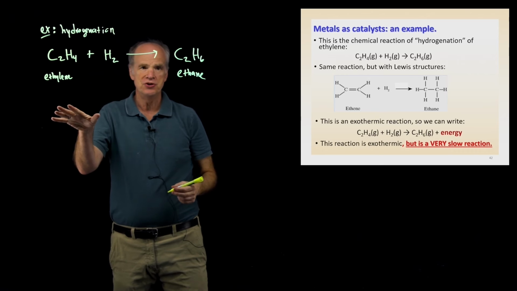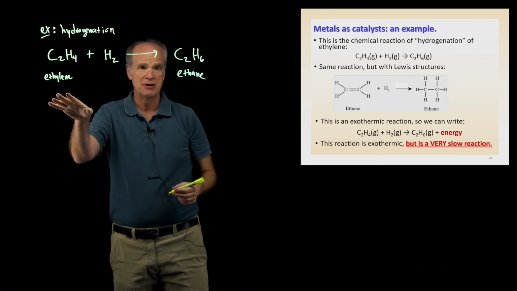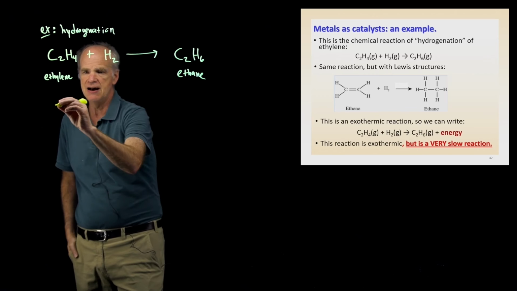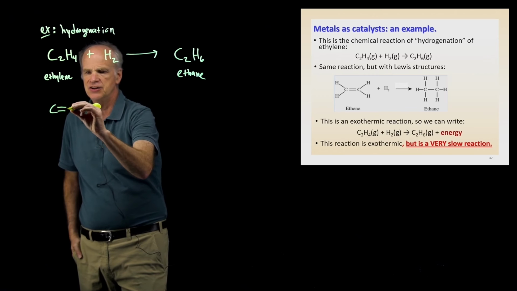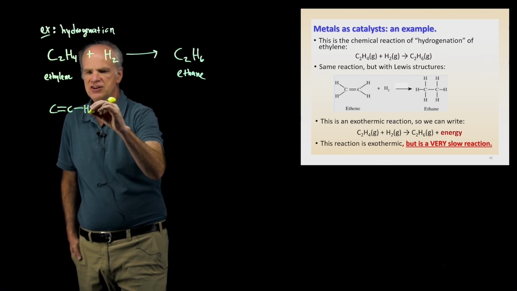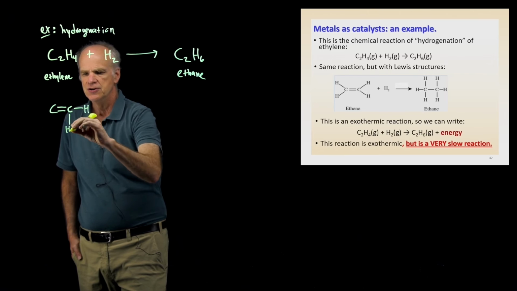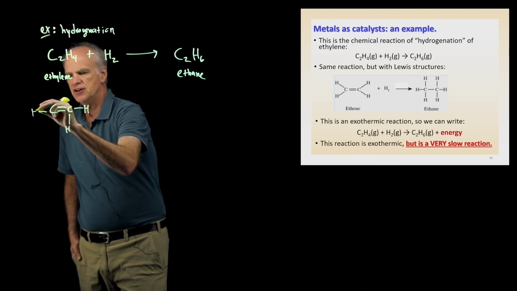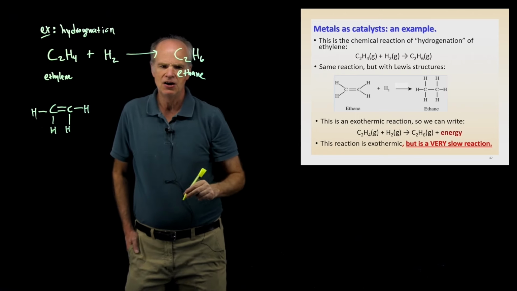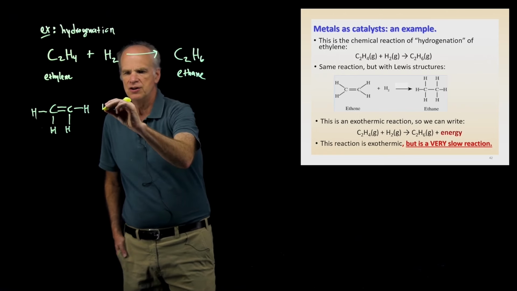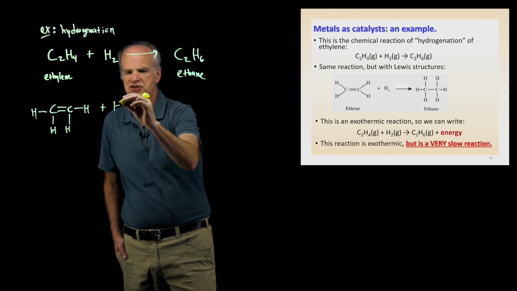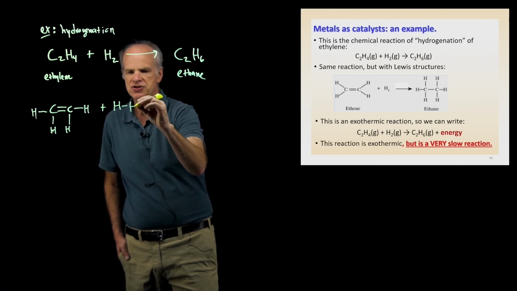To show you that ethylene has a double bond, let me go ahead and draw its Lewis structure. It looks like this. We have a carbon double bonded to another carbon like that. And then from each of these carbons we have two hydrogen atoms like this. So that's good old ethylene. And now it'll react with diatomic hydrogen. I'm hoping you can draw a Lewis structure for that. It's just H single bonded to H.